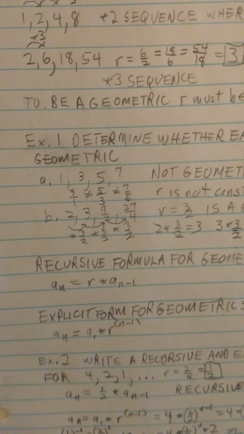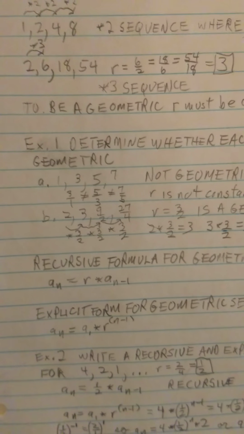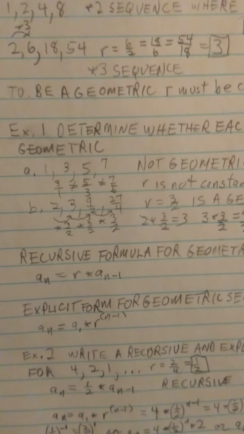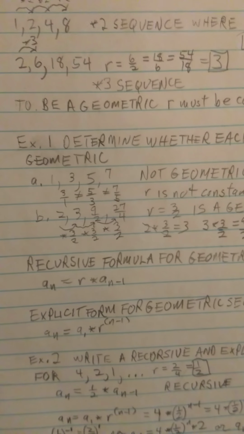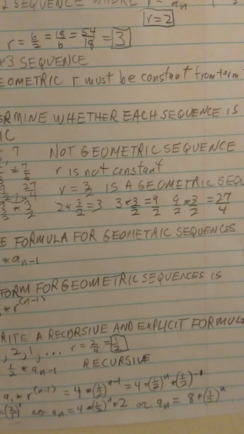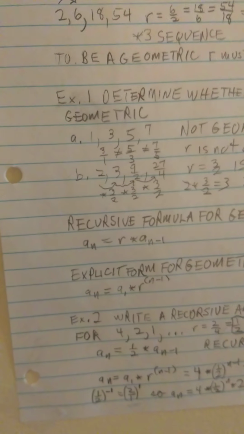Just like the arithmetic sequence was adding a constant number from term to term, a geometric sequence is multiplying the same number constantly from term to term. And of course, to be a geometric sequence, r must be constant. Okay, so that's the main idea.